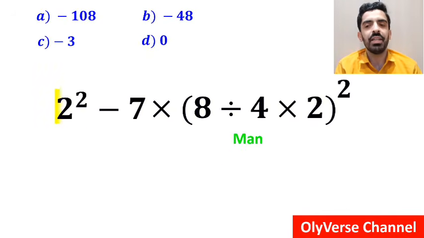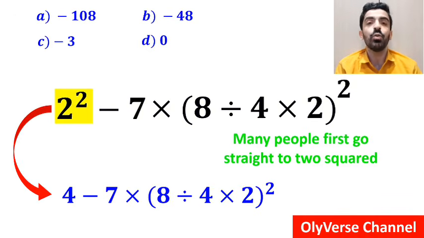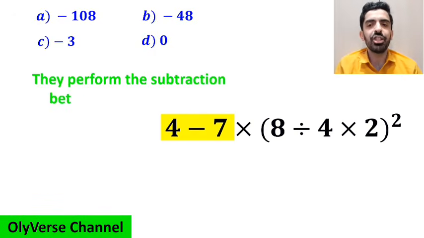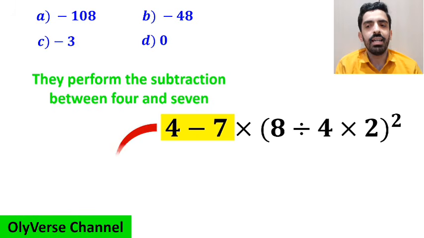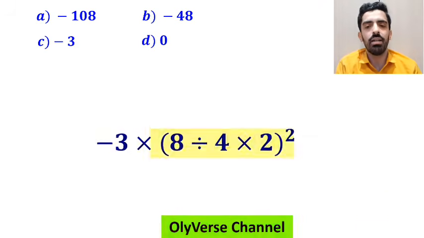To solve this question, many people first go straight to 2 squared, and they simplify this expression to 4 minus 7 multiplied by (8 divided by 4 times 2) all squared. In the next step, they perform the subtraction between 4 and 7 and write this expression as negative 3 multiplied by (8 divided by 4 times 2) all squared.